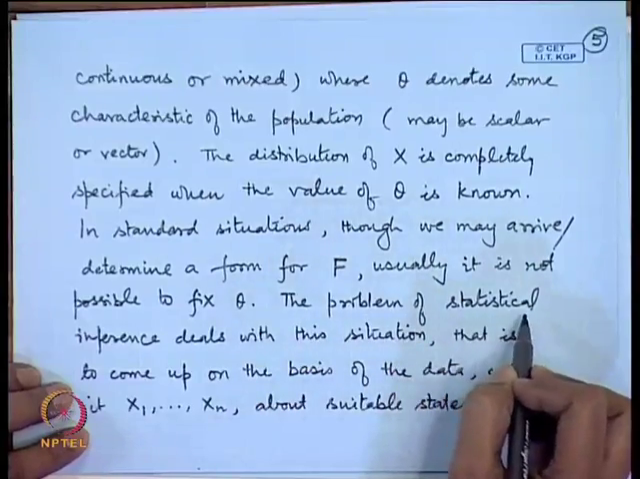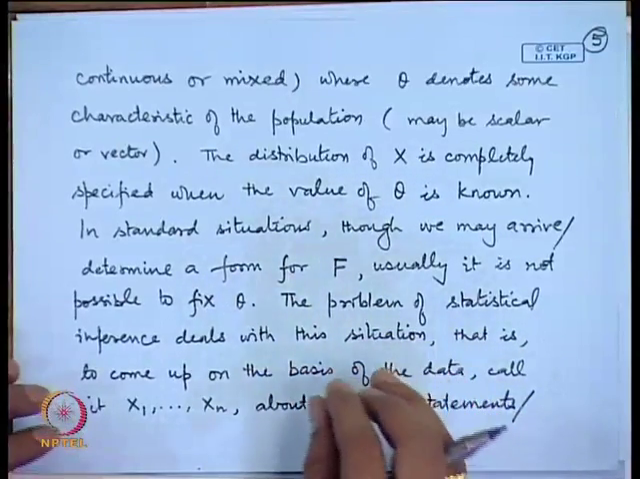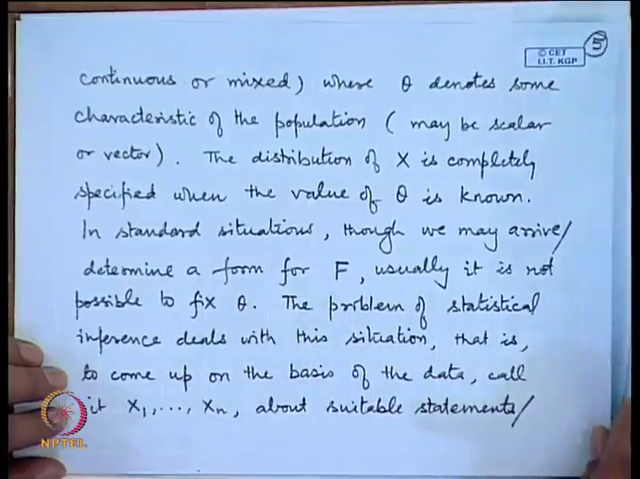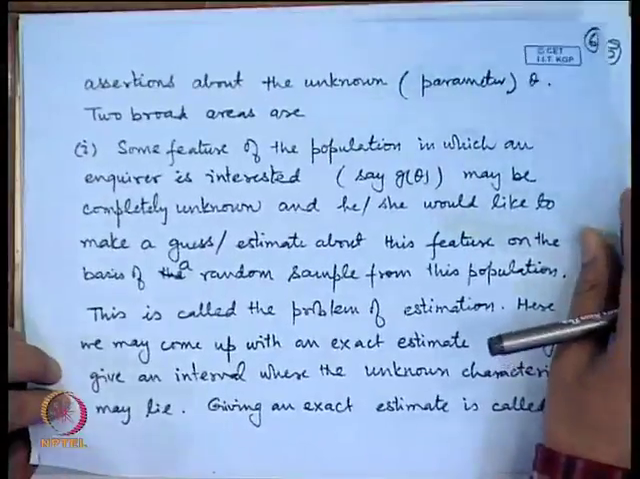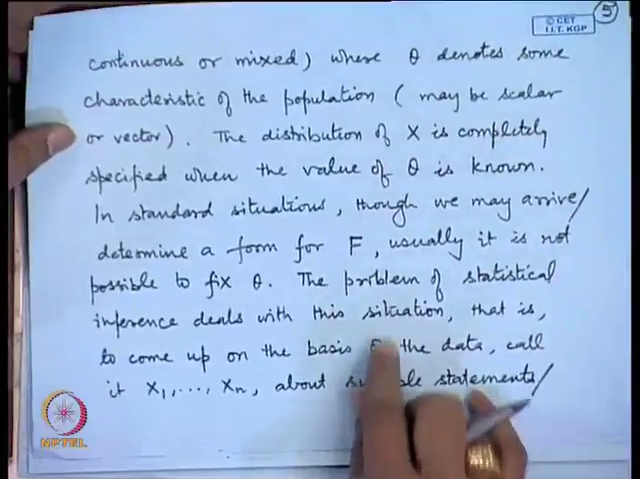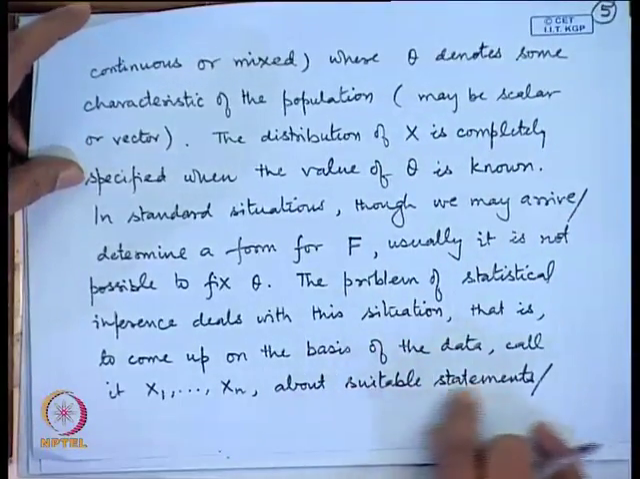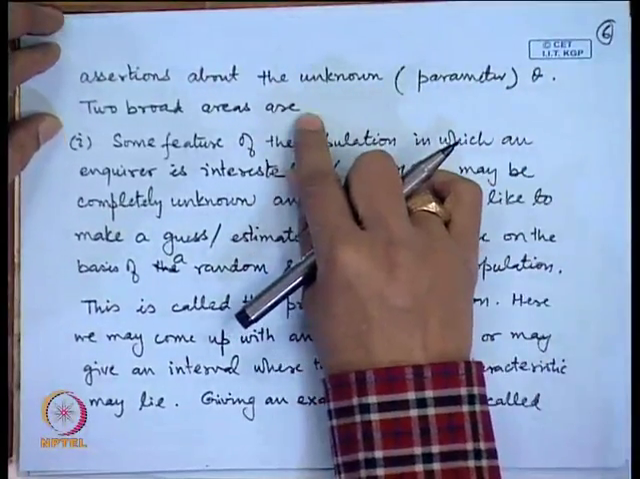So, the distribution is completely specified if the parameter is known, but in most of the practical situations it will not be known. So, the problem of statistical inference is to determine, on the basis of the given data, what would be the value of this unknown parameter. It is not necessarily that we just tell the value. So, the general problem of statistical inference is to make suitable statements or assertions about the unknown parameter of the population.